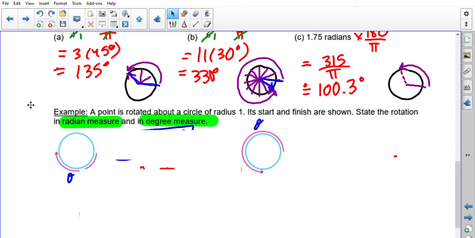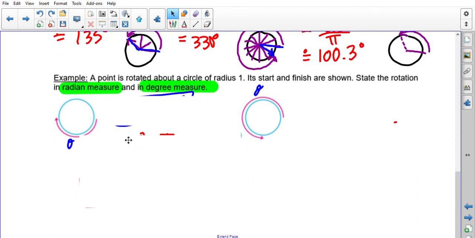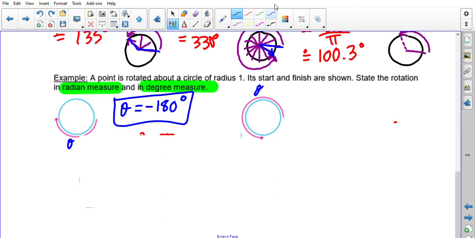Okay, so here we can see that we're starting from here and rotating in the clockwise direction. So right away I know this is a negative angle. So in degree measure we know this is negative 180 degrees. Notice theta should always be positive, so I'm just going to put the little negative symbol up here to show that I know I'm dealing with the negative version of theta. So here in red is negative 180.